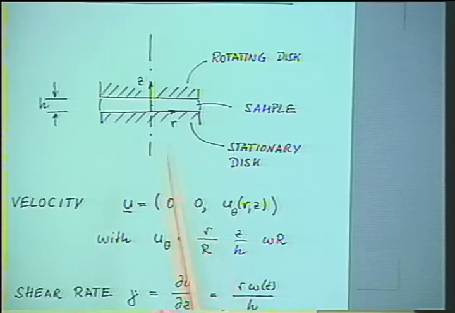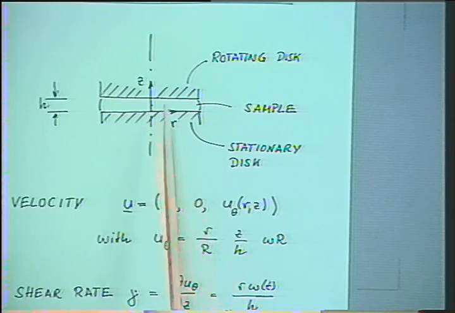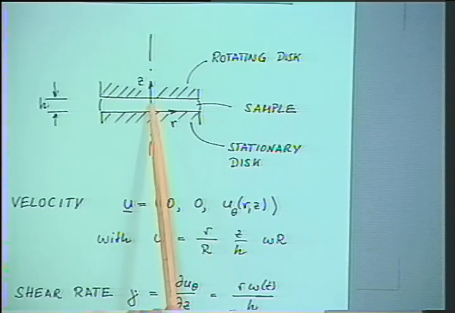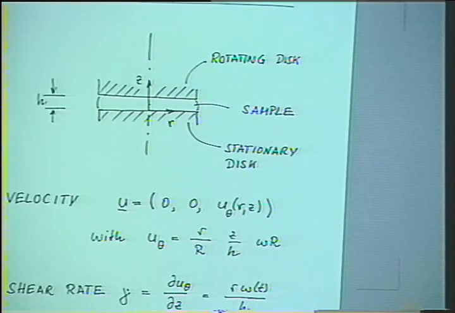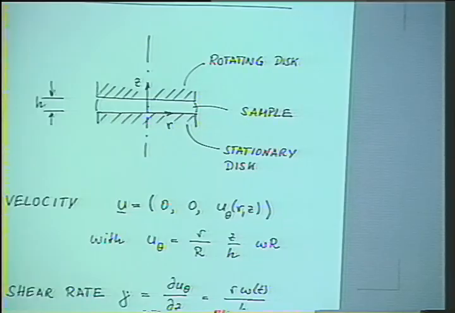Note that the shear rate is 0 as r is equal to 0, and its maximum at r equal to capital R at the outer edge. So there's a linear increase of the rate of deformation. It's again a non-homogeneous deformation.